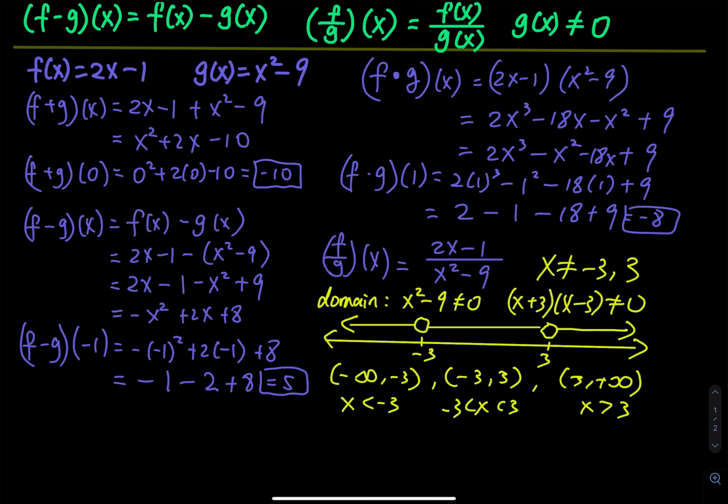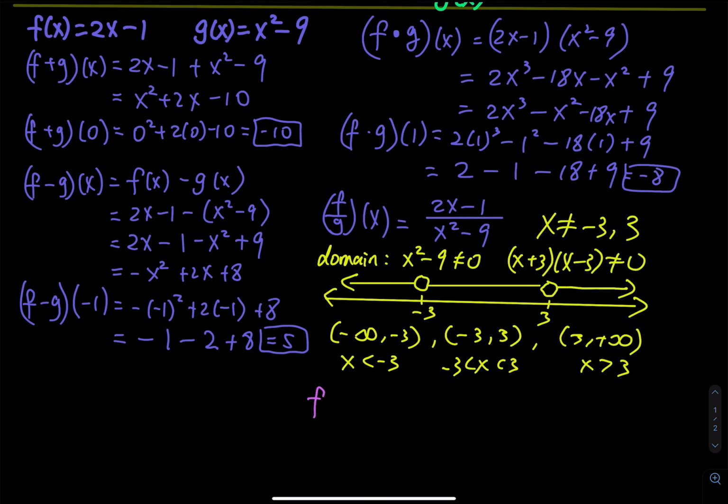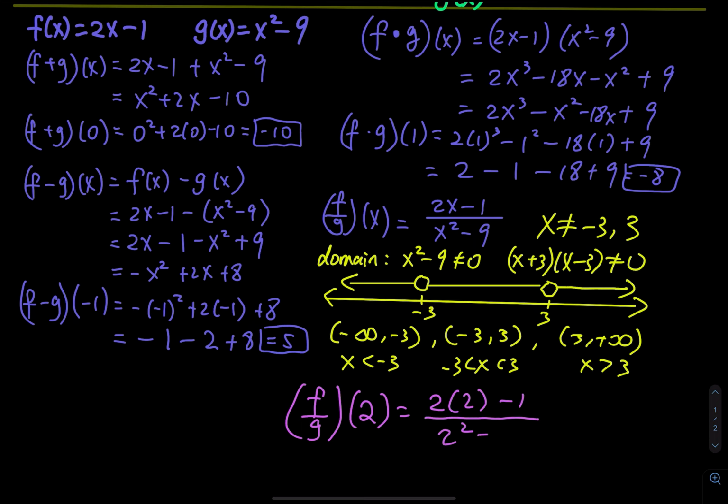Function evaluation is easy. So let's say f over g of, what else do you want to put? Let's put a 2. We used 1 and negative 1, right? Let's do 2. So 2 times 2 minus 1, and then 2 squared minus 9. 4 minus 1 is 3. 4 minus 9 is negative 5, right? There you have it.